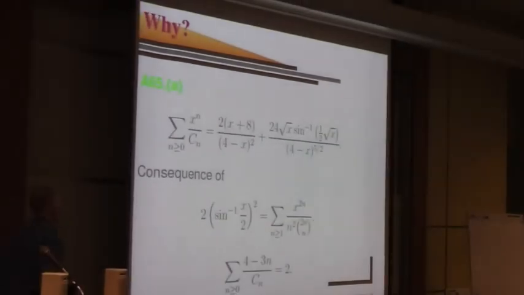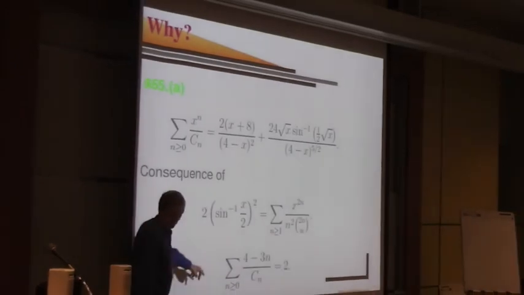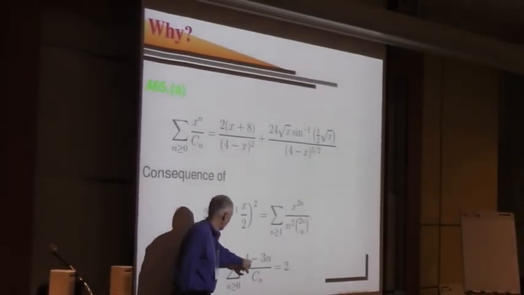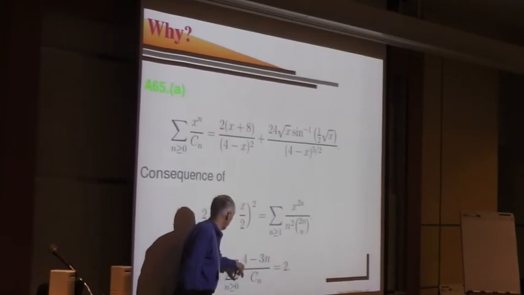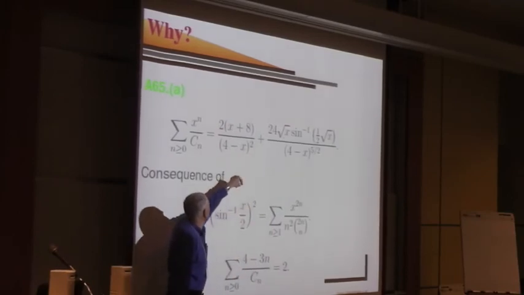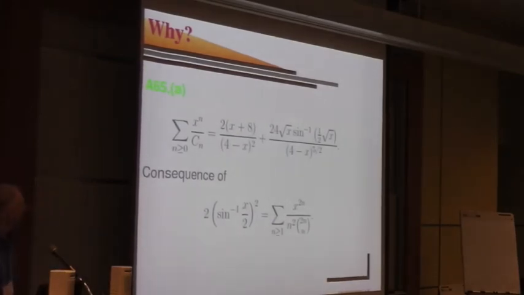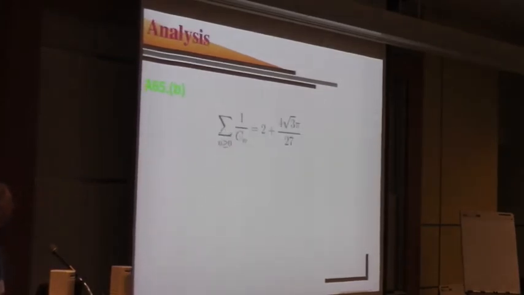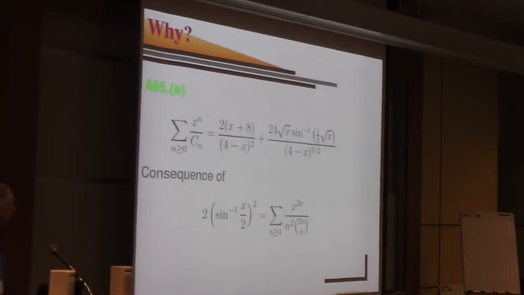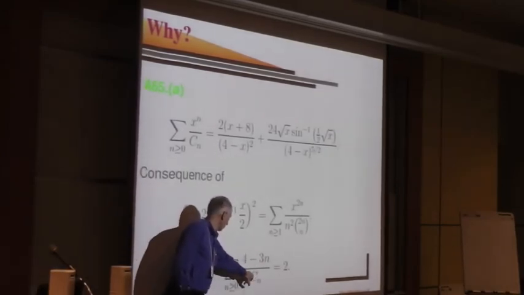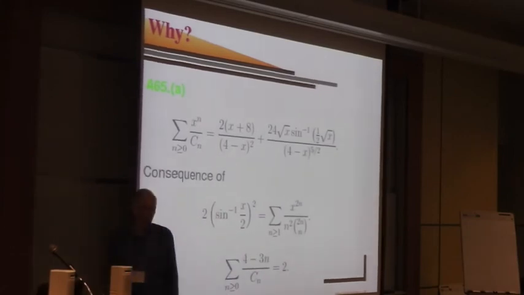Yeah, we also wanted to see if I could fool around a little bit with this and get rid of this term here. There's something much simpler. And it turns out what you need is 4 minus 3n over Cn. This sum is exactly 2.